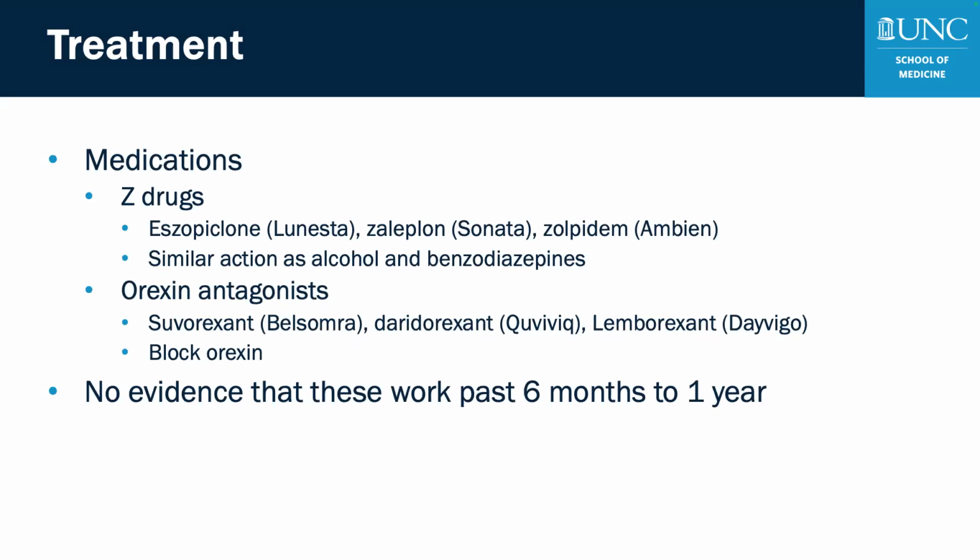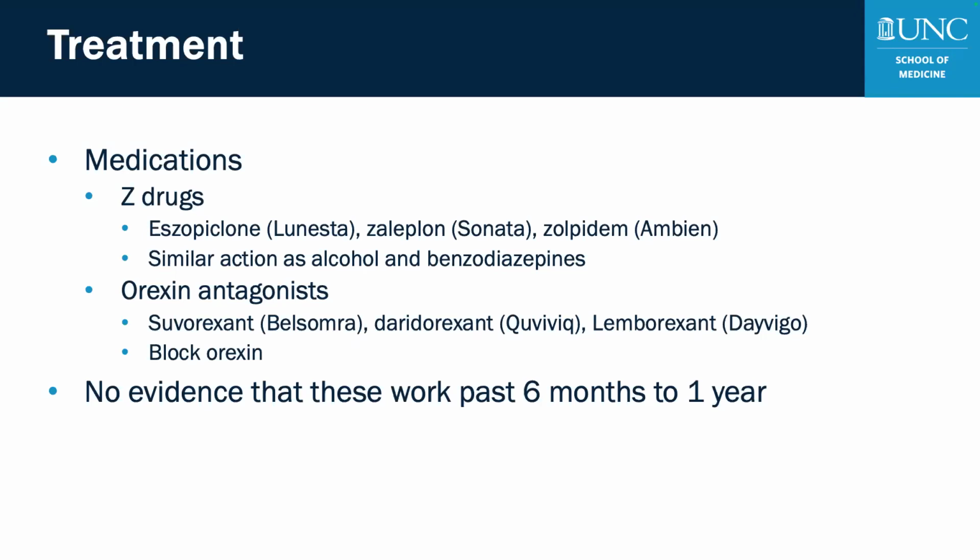And then the newest class of medications are the orexin antagonists. Orexin is what narcolepsy patients are missing, and so blocking it can give you narcolepsy-like symptoms. So there's suvorexant, which is Belsomra, daridorexant, which is called Quviviq, and lemborexant, called Dayvigo. They block orexin activity. And orexin is a neurotransmitter located in the hypothalamus that basically goes to every part of the brain, and it's involved in wakefulness. And so it blocks that, and people get sleepy.